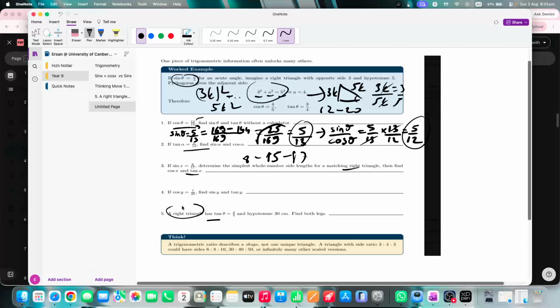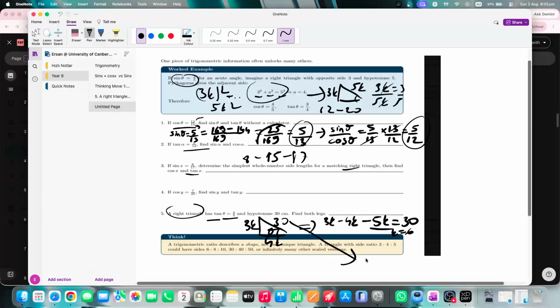A right triangle has the ratio 3, 4, 5 and the hypotenuse is 30. What I always do, guys, is this: from my angle, 3k and 4k are my legs, then my hypotenuse is 5k. So 5k is 30, then k is 6. This is what I actually meant by that.